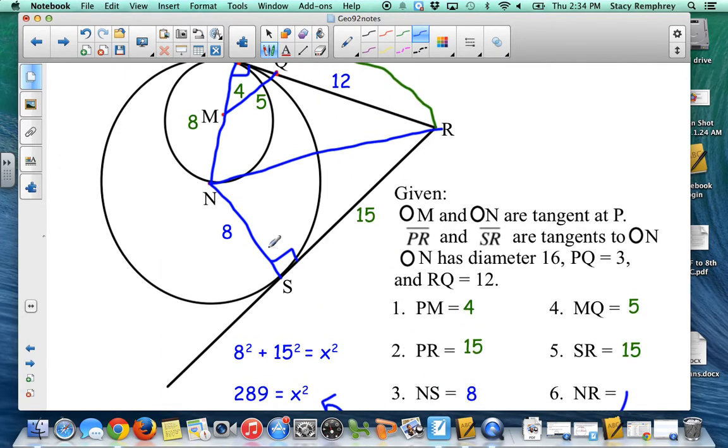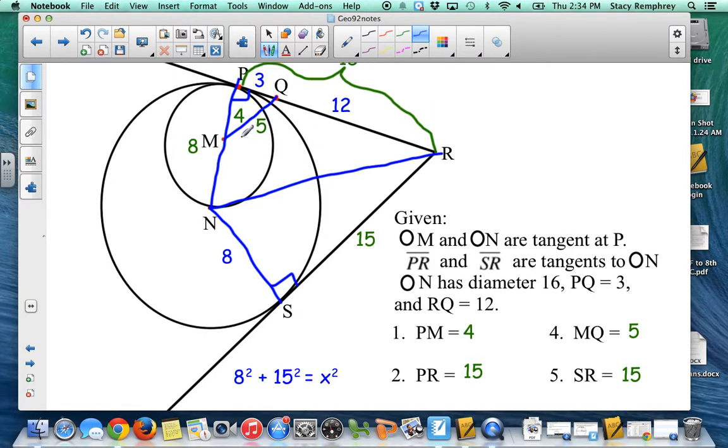Number 3, NS. NS is a radius of circle N, therefore it's half of 16, which is 8. To get MQ, I drew that in and see the right triangle. I knew this was a right angle because MP is a radius and PR is a tangent. The intersection of a radius and a tangent is a right angle, so I drew that in. Now I know PQ is 3, MP is 4. I can use the Pythagorean theorem. Some of you know it's a special right triangle.